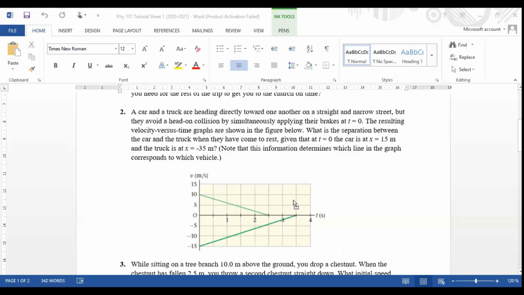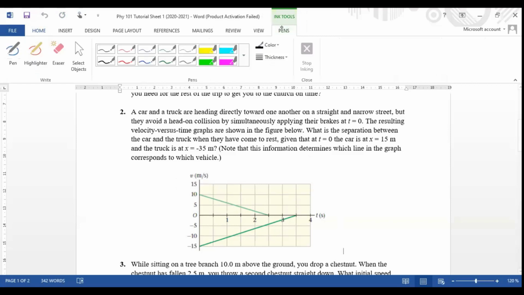Okay, so you see, this is the diagram that I have. And then now I have these two lines. There's this one line that is here, and there's also the other graph that is here. So how do I identify which one is for the car and which one is for the truck?